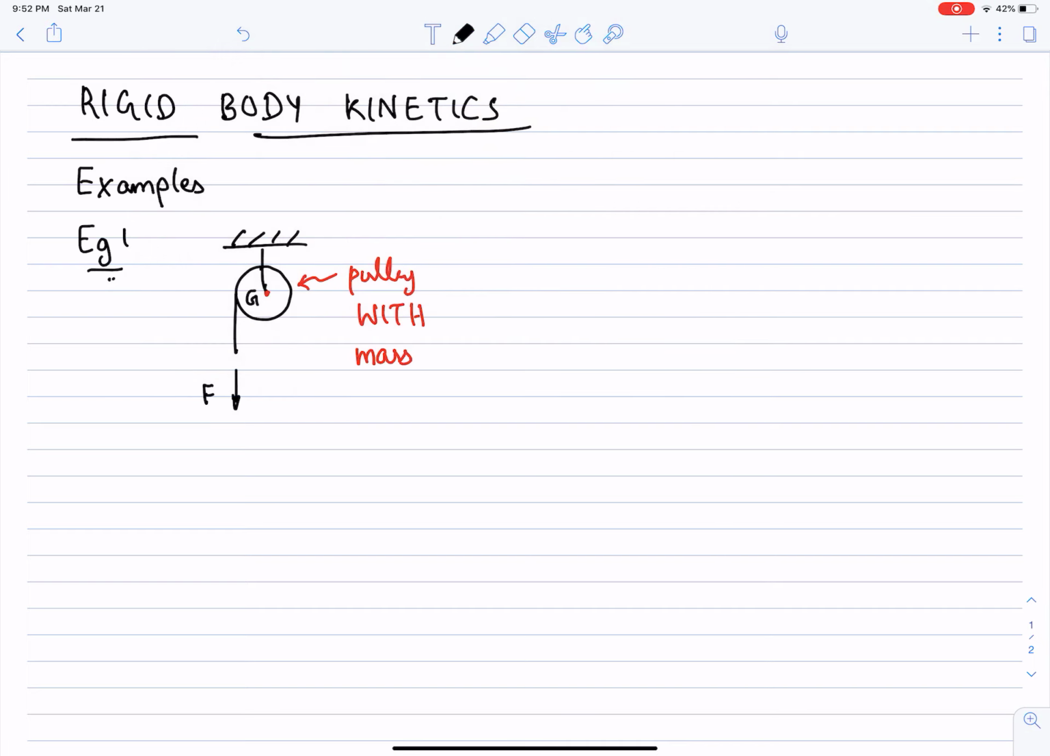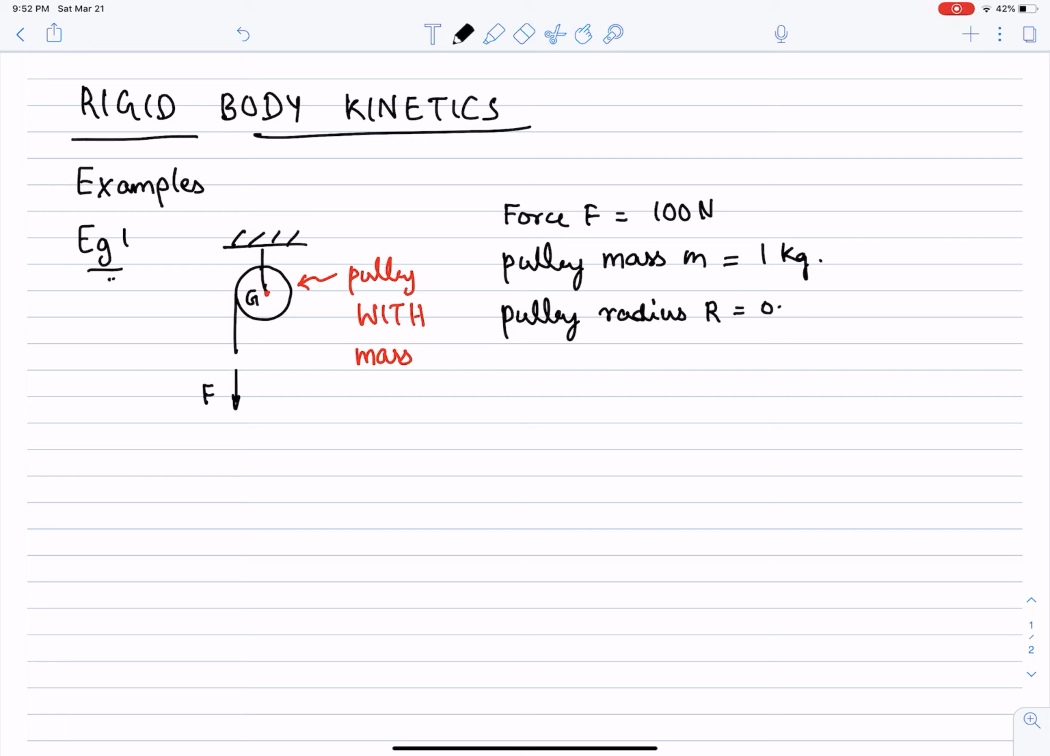Okay, so what's the setup? Force F equals 100 newtons. Pulley mass M equals, let's say, 1 kilogram. Pulley radius R equals 0.1 meters, let's say, and the pulley is a uniform disc.